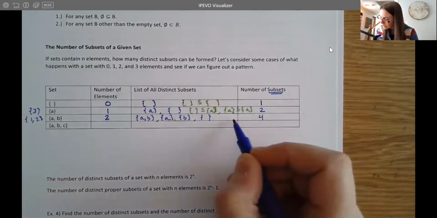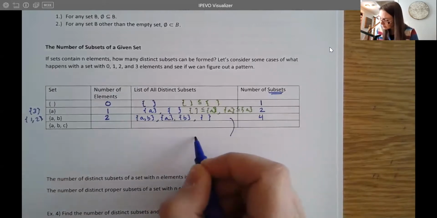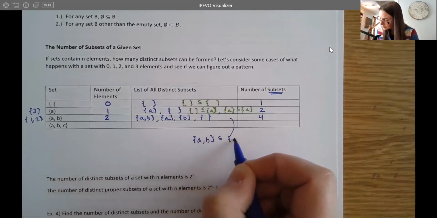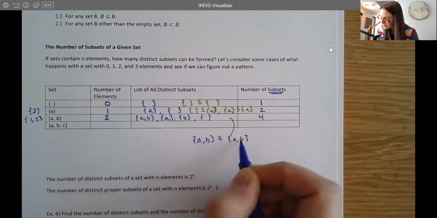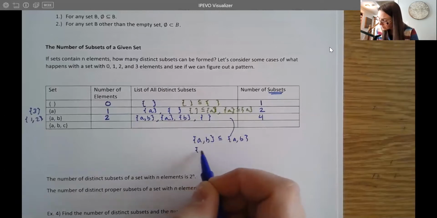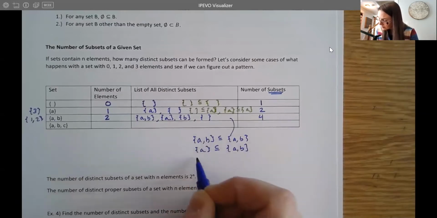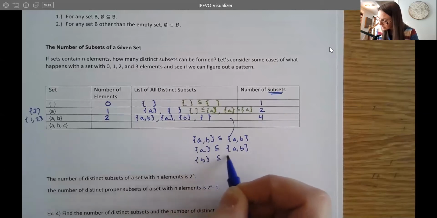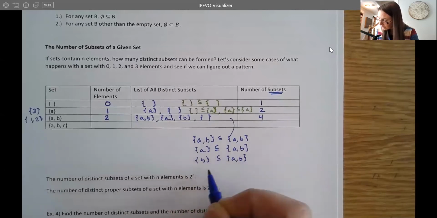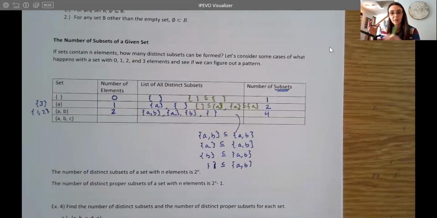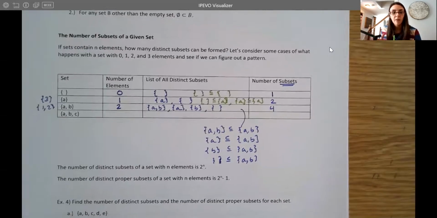So again, what we're saying is that this set is a subset of the original, right? Everything here is contained in here. This set is a subset of the original. This set is a subset of the original. And then the empty set is a subset of the original. Okay, so all of these sets are contained in the original set. So there's 4 different combinations I can make from that original set.